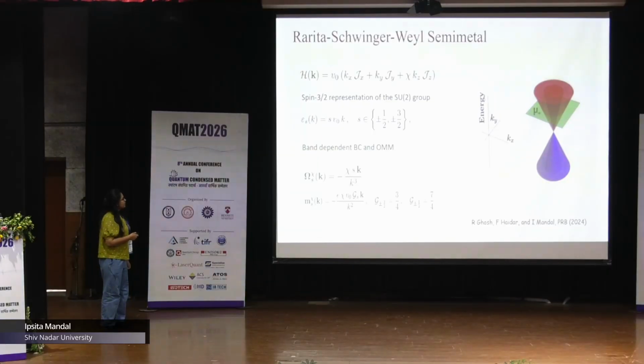So we can see that the Berry curvature and the orbital magnetic moment both are band dependent, and the bands have these numbers ±1/2 and ±3/2. So the Berry curvature for the 4 bands is different, as well as the orbital magnetic moment for the 4 bands is different, which will give rise to richer transport properties compared to the Weyl case.